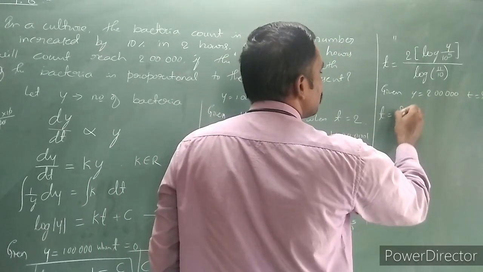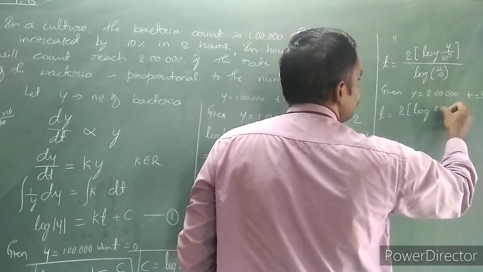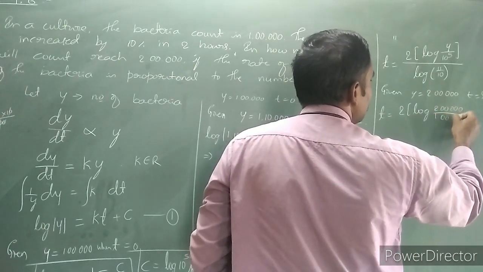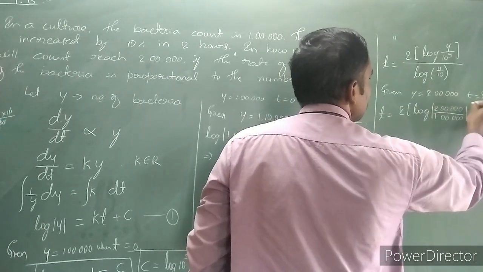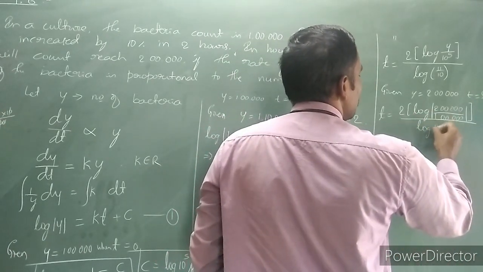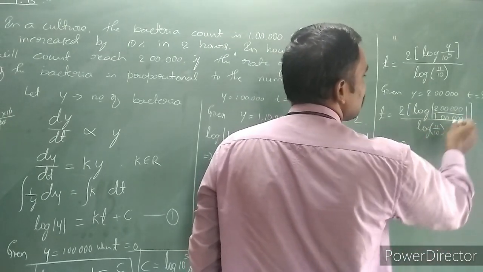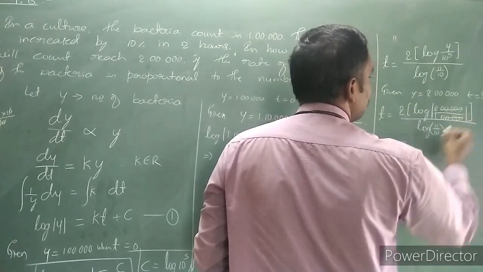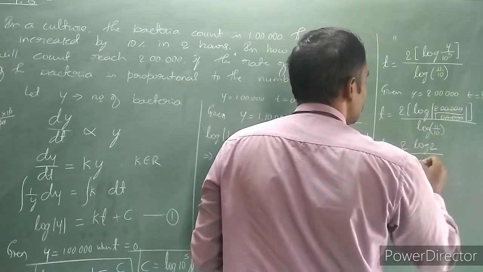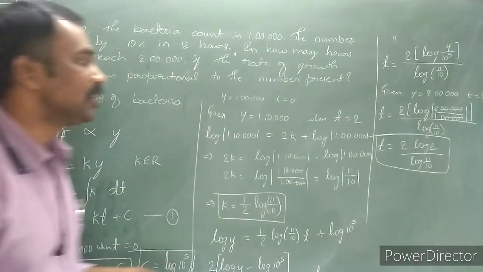So t is equal to 2 times log of y, whose value is 2 lakhs, divided by 10 to the power 5, which is nothing but 1 lakh, whole thing divided by log of 11 by 10. So t is equal to 2 times, here 5 zeros get cancelled, 2 into log 2 divided by log of 11 by 10. This much time is going to be taken.